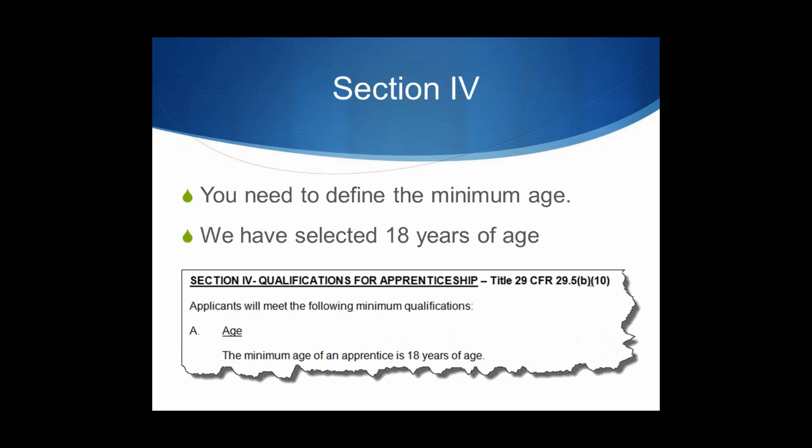Section 4, which is the next yellow section. Define the minimum age that you are willing to make for an apprentice. We set that at 18 years. You can choose to do something else if you would prefer, but we chose 18 years of age.